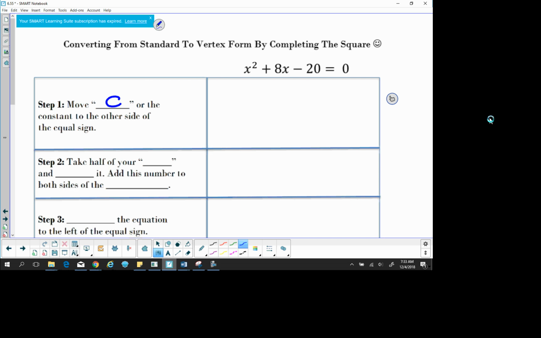So make sure we're focused. Make sure we got this, right? We're moving our C, which is our constant, to the other side of the equation. To do that, I would add 20 to both sides of the equation. That's what you're going to do first. When you do that, you get x squared plus 8x plus blank equals 0 plus 20, which is 20 plus blank. We leave those blanks because we're going to be completing the square.